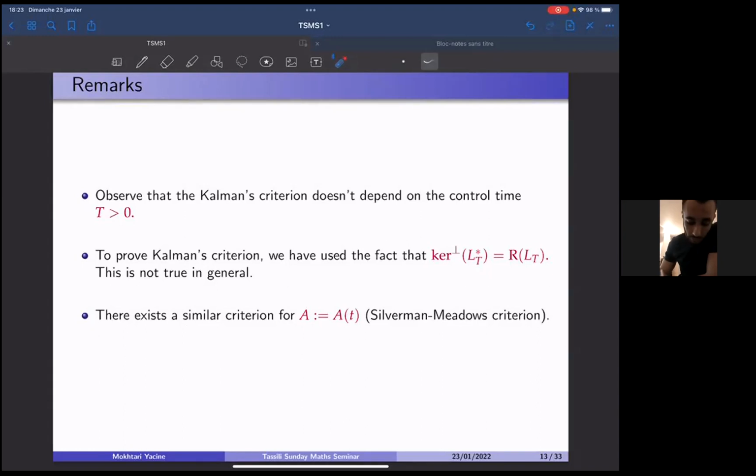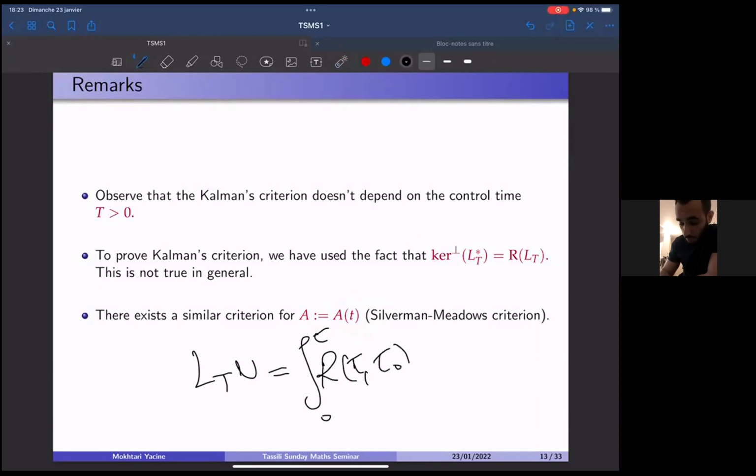And we can proceed in the same way when A depends on time. In this case, the operator LT applied to the input U is given in terms of the resolvent matrix, from T0 here, and B U ds. And there is a criterion similar to the Kalman criterion for this non-autonomous system. It's called the Silverman-Meadows criterion. The Kalman condition is just a particular case of this Silverman-Meadows condition.